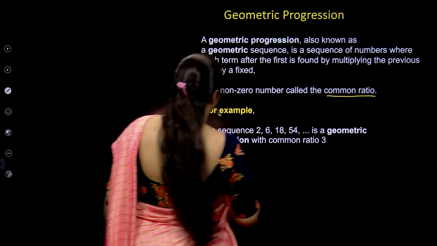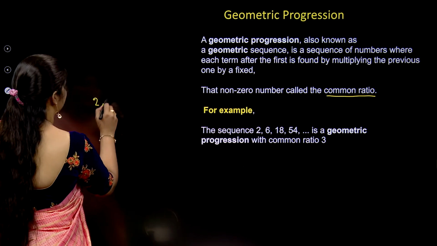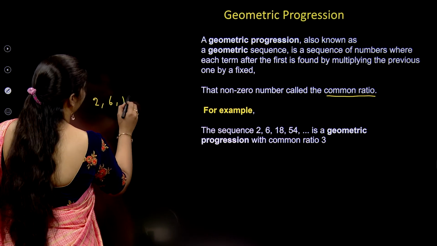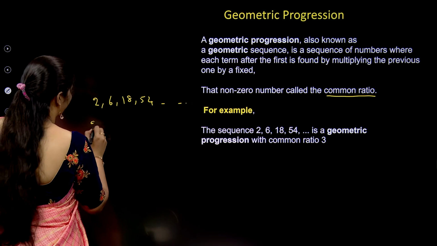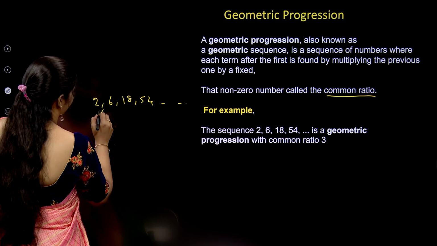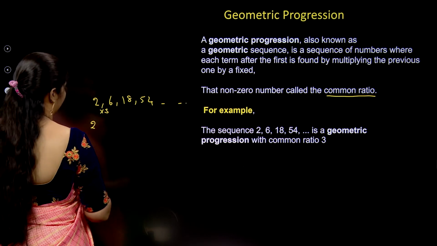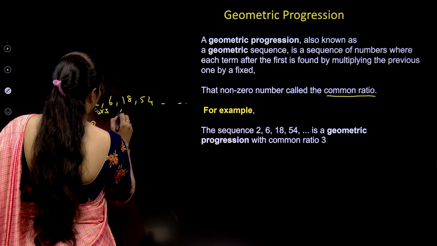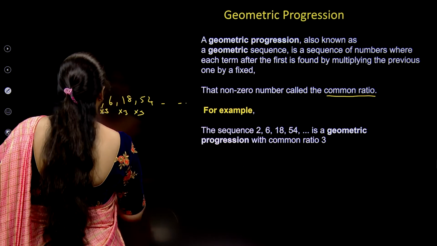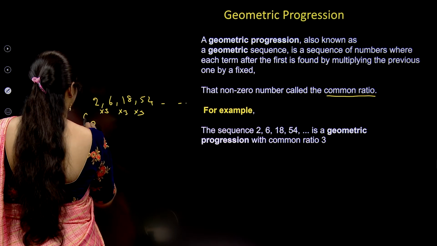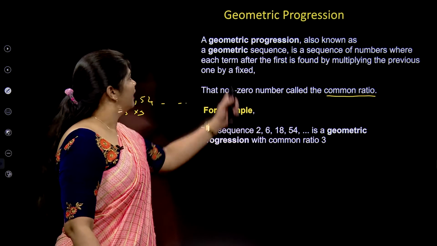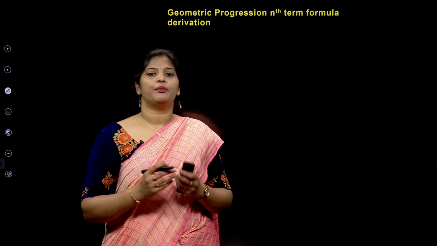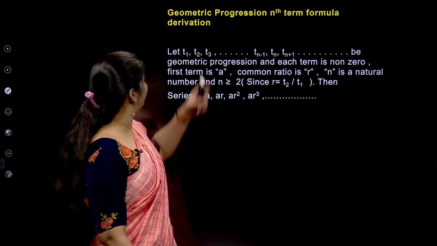For example, 2, 6, 18, 54 and so on. Here the common ratio is 3, multiplied by 3 each time, and 6 by 2 is 3. So this is a geometric progression. Now, the derivation of the nth term formula of a geometric progression.